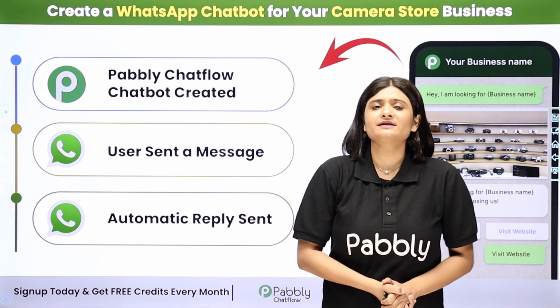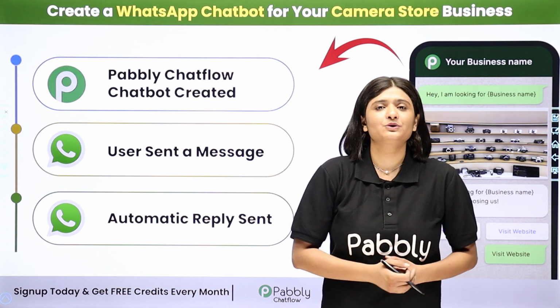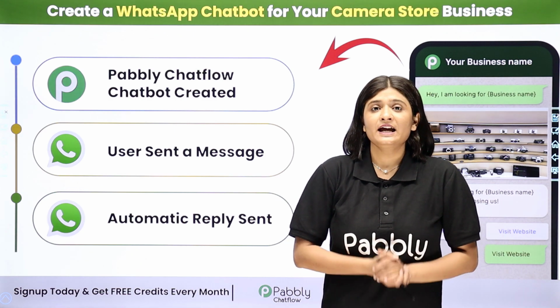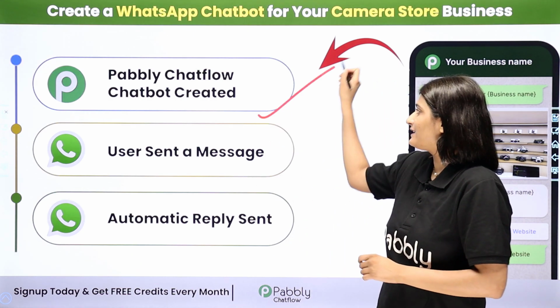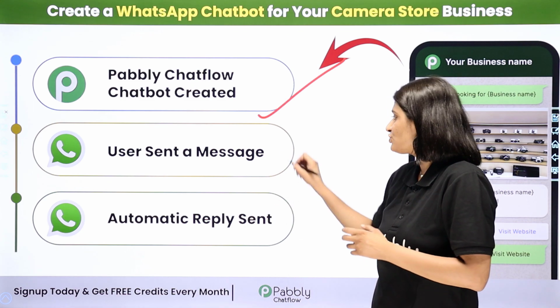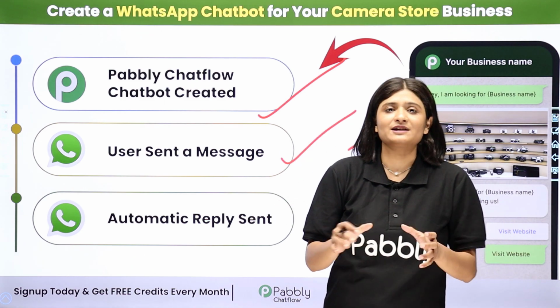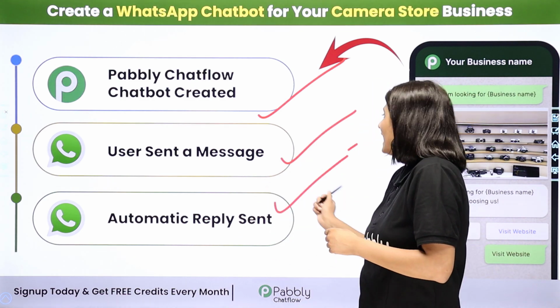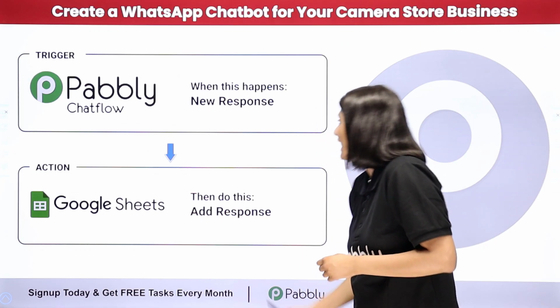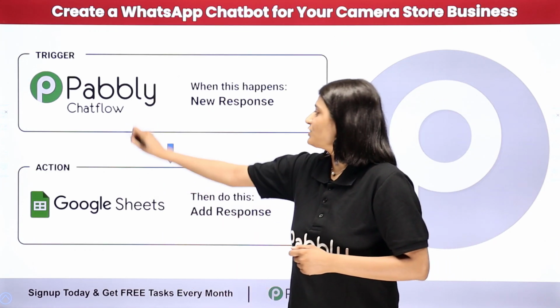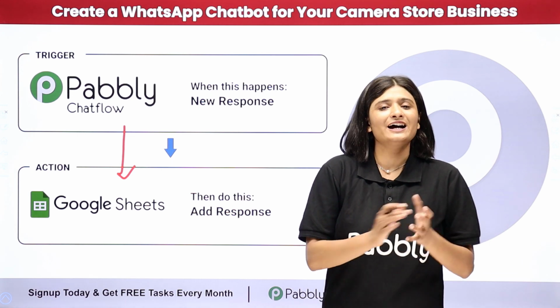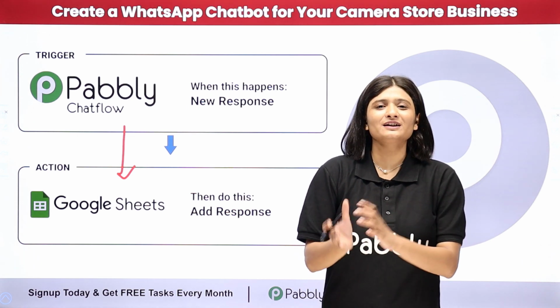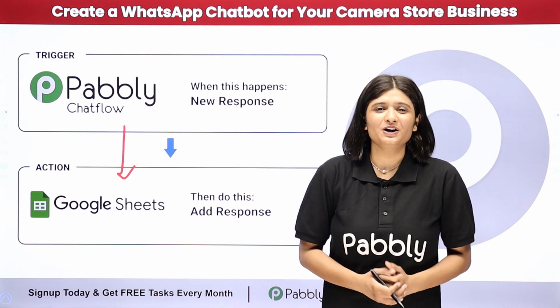With the help of this WhatsApp chatbot, I am instantly going to reply to all the queries sent by the users. Now, when this WhatsApp chatbot is created and when a user sends me a message, automatically the reply will be sent based on the query of the user. And all these details will be automatically added to my Google Sheet spreadsheet using this integration which I have created with the help of Pabbly Connect. Now, if you want to learn the step-by-step process, then let me take you all to my screen.